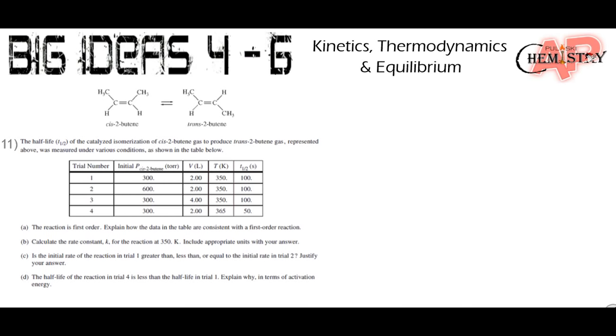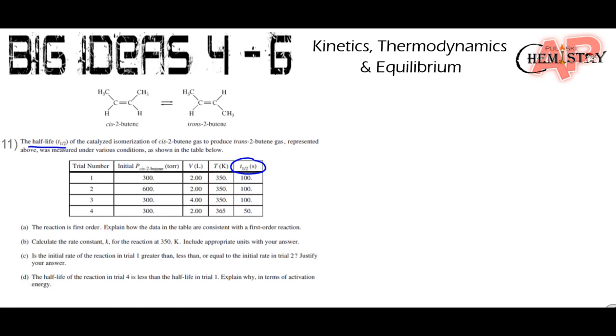Our next problem talks about half-lives. So we have a cis and trans 2-butene, and you can just see that it changes where my carbon chain is surrounding and oriented around my double bond. Either it's above it, or one above, one below. And the data is represented below in different conditions, pressure, volume, temperature, and then it has a half-life. A, the reaction is first order. Explain how the data in the table are consistent with a first order reaction. You need to recognize that it's talking about half-life, and it has half-life right here.